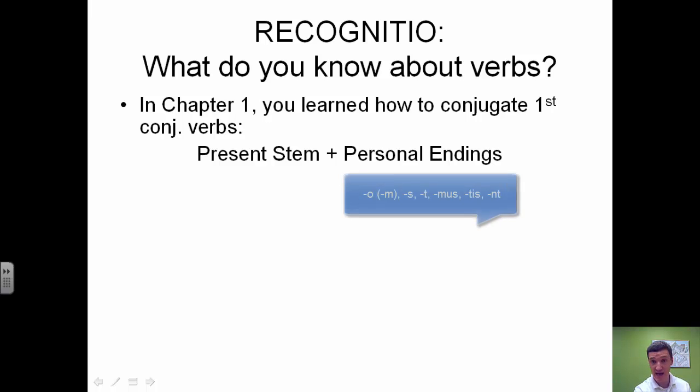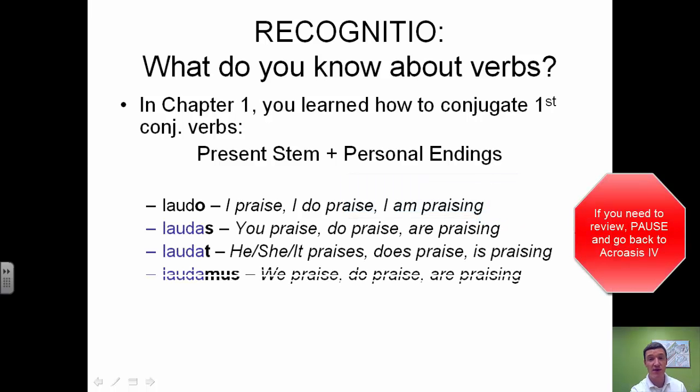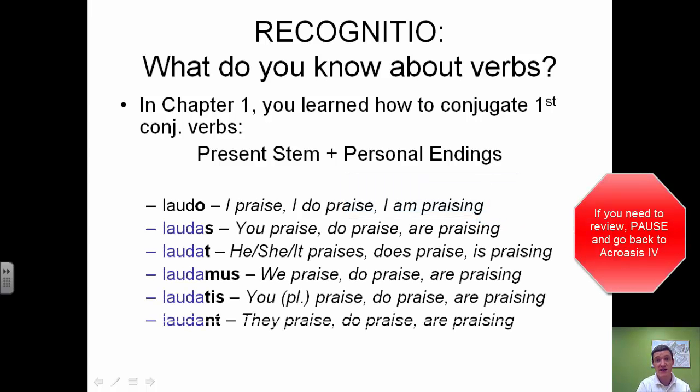The personal endings, again, are things that you should know and love and be comfortable with. O or M for the first singular, S for the second singular, T for the third singular, mus, tis, and nt for those same ones in the plural. So again, a quick recap here. We have laudo, I praise, I do praise, I am praising. After the first singular, you start using your stem, L-A-U-D-A, which you see in blue on the screen, and then attached to the end, you see your personal endings. And those personal endings change as we change the person and number in English.